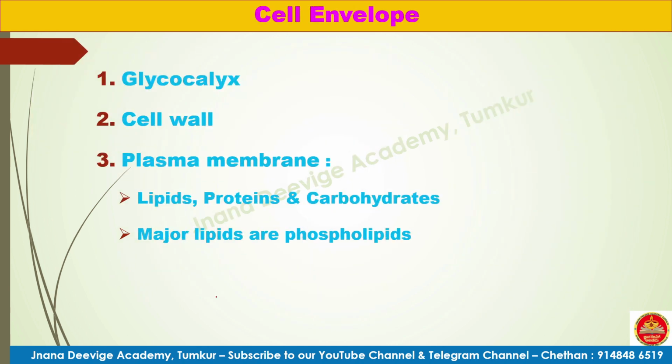Cell envelope. The cell envelope is made up of three layers. The outermost layer is the glycocalyx. The second layer is the cell wall. And the last one is the plasma membrane. The plasma membrane is made up of lipids, proteins, and carbohydrates. And the major lipids are phospholipids.